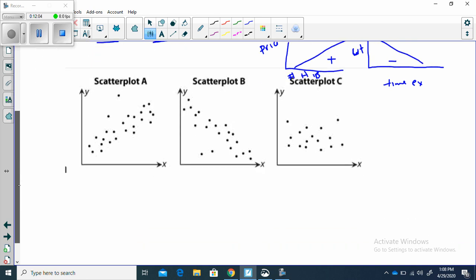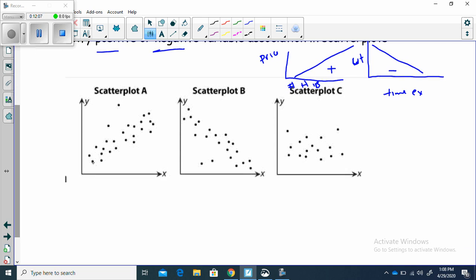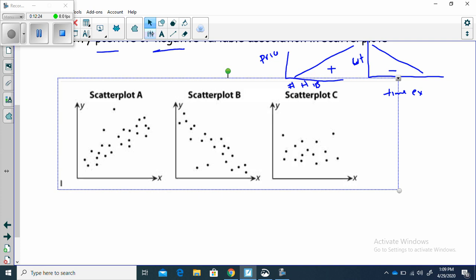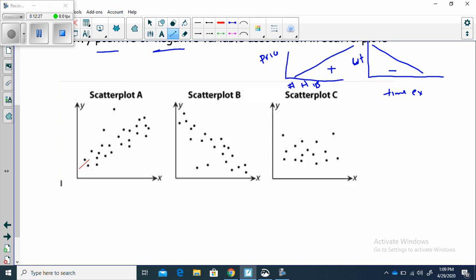Let's look at these and see what we have. Are these positive or negative or no association? Well, if I put basically a line of best fit, that would be a line that would go through them and come close to fitting the data. I think I could put one right about in here. That's a positive association, right? It's going up. So we're looking at a positive association. In fact, you could call that a positive linear association because it sort of fits the line.